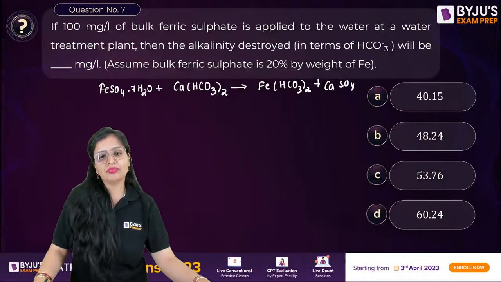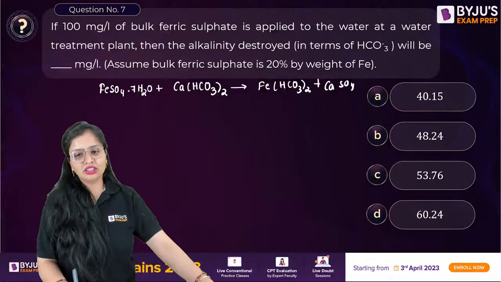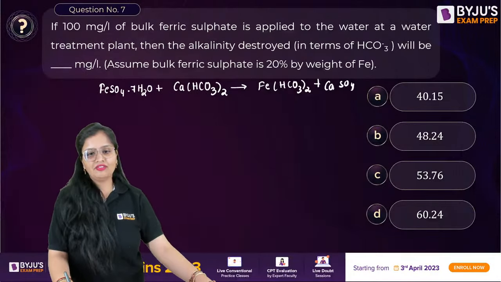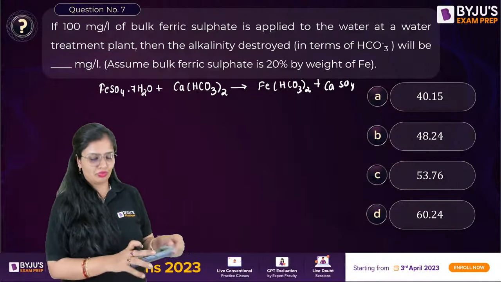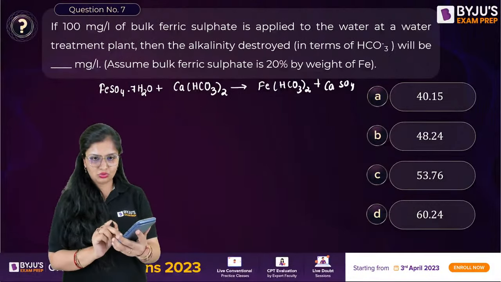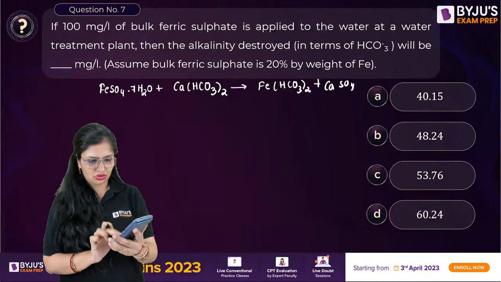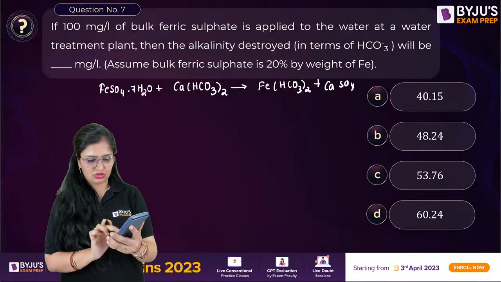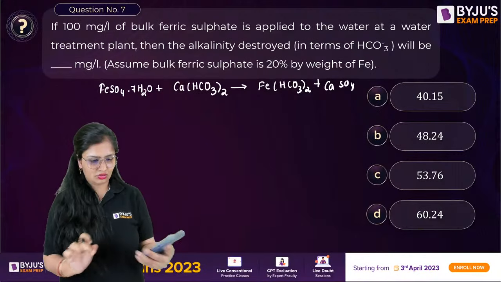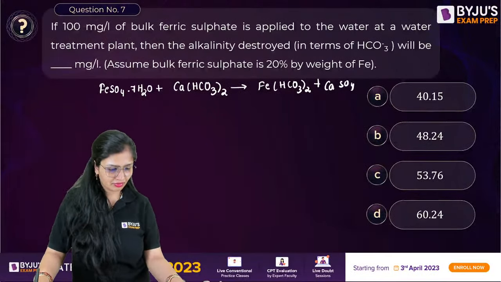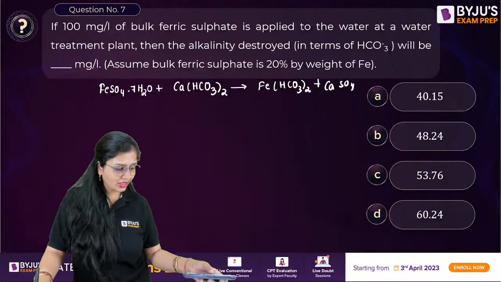Come on, this is the formula. Now you have to calculate the molecular weight. Come on guys, calculate it fast. FeSO4.7H2O. So 2, 16. How much is it coming? Or I'll tell you one more thing.